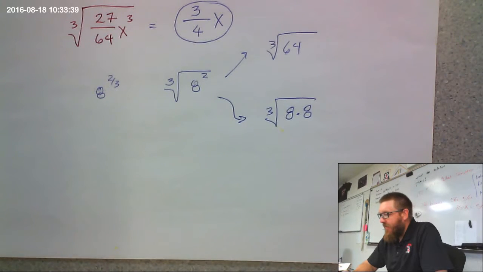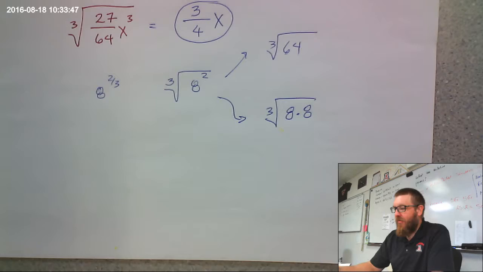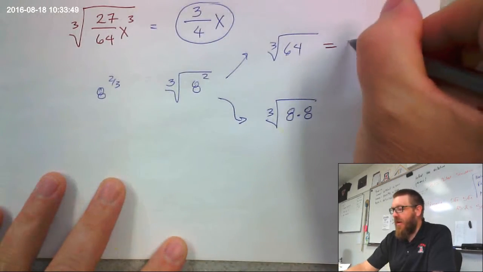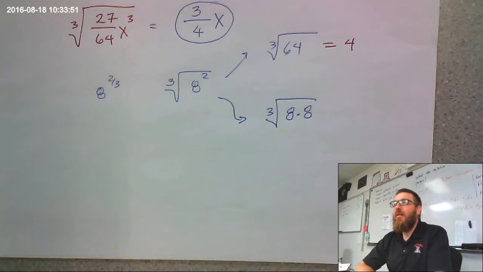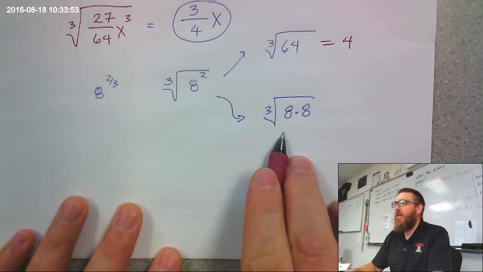Abigail, what do you think? Which one would you like to do? Top one or the bottom one? The top one? What is the cube root of 64? 4. So that worked out pretty easy, right? Okay. What if you did it this way? How could you figure that one out?